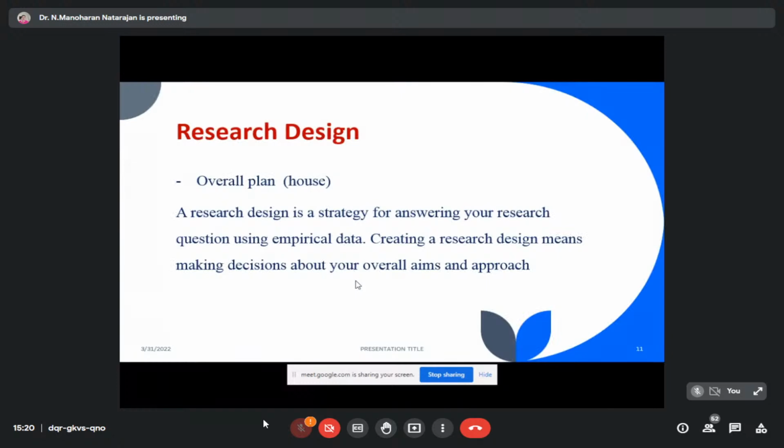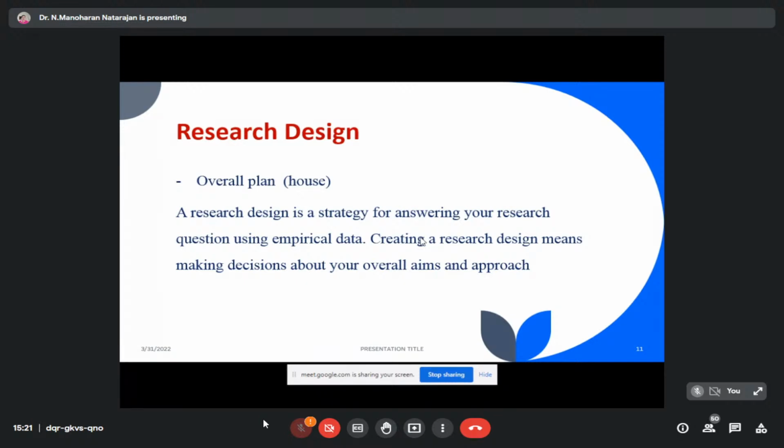Next one, research design. Research design is a strategy for answering your research question using empirical data. That is having your own data, fixing a plan over that, and making a decision for our overall aim and approach. This is nothing but, before constructing a house, we have a plan: where the kitchen is to be, where the bedroom, where the reading room, and everything before constructing the house. That is the overall plan of our house. Like that, the research design is to be formed before doing your research work.